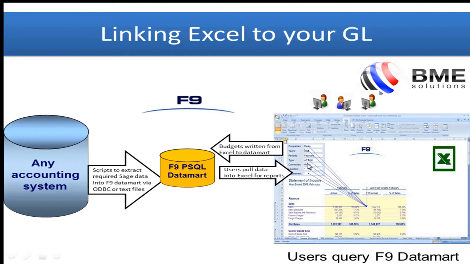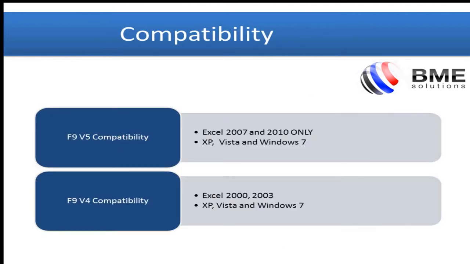What a lot of people don't know is that you can actually write information back from your spreadsheet to the data mart. So we have lots of customers whose budgets, for example, never find their way into their general ledger, but they will produce their budgets in Microsoft Excel, write them back into the F9 data mart, and they will then be able to report on those budgets. What F9 will never be able to do is write information from Excel all the way back into your accounting system. It just interacts with the F9 data mart.